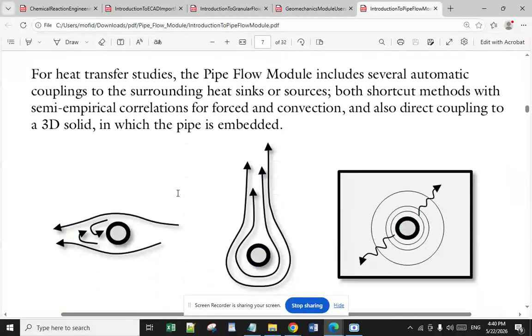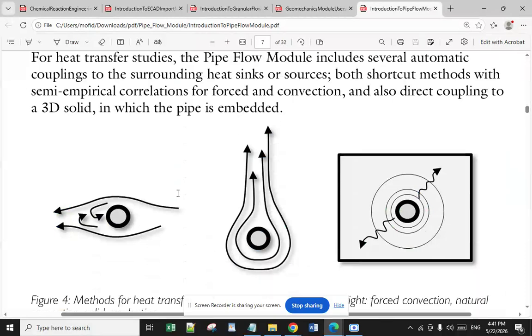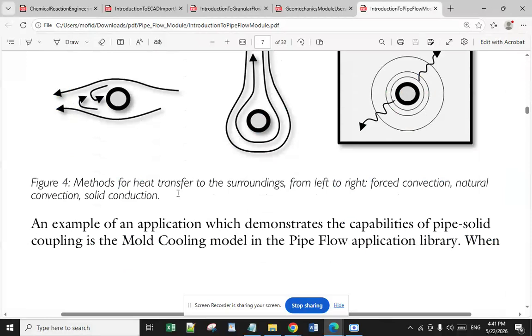For heat transfer studies, the Pipe Flow Module includes several automatic couplings to the surrounding heat sinks or sources, both shortcut methods with semi-empirical correlations for forced and natural convection, and also direct coupling to a three-dimensional solid in which the pipe is embedded. Figure 4 illustrates methods for heat transfer to the surroundings, from left to right: forced convection, natural convection, and also solid geometry.